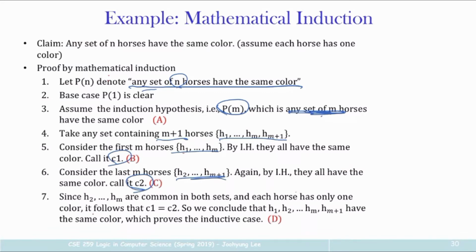What we did was use the induction principle. We proved the base case, and we assumed the induction hypothesis. The induction hypothesis here is that any set of M horses has only one color. And from this, we proved that any set containing M plus 1 horses also has the same color. Okay? Convincing?